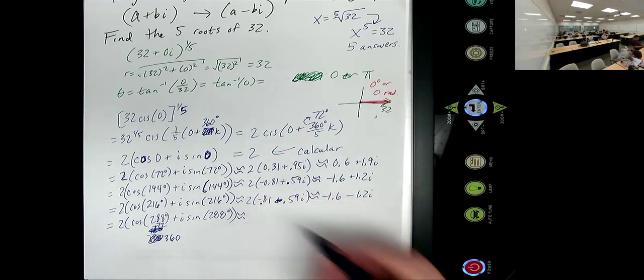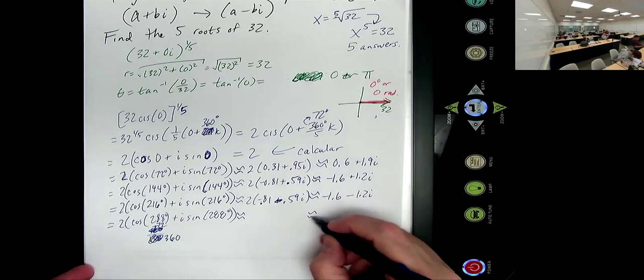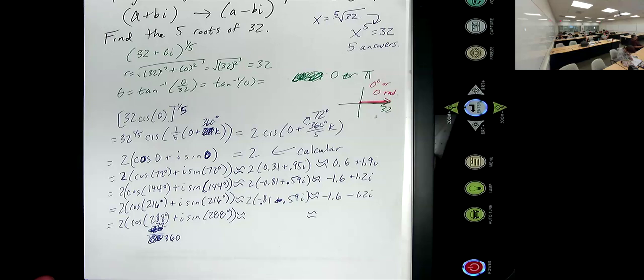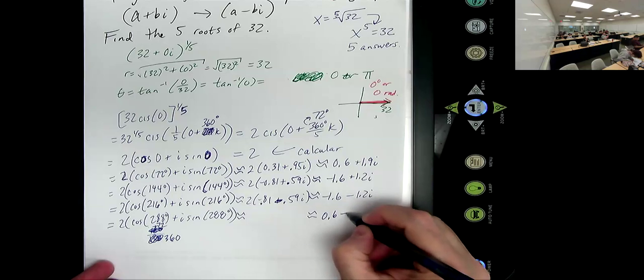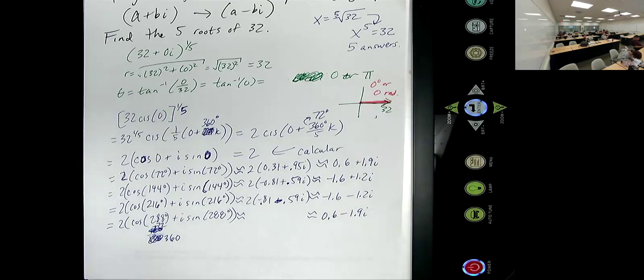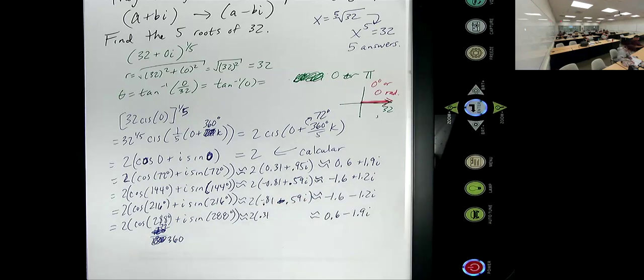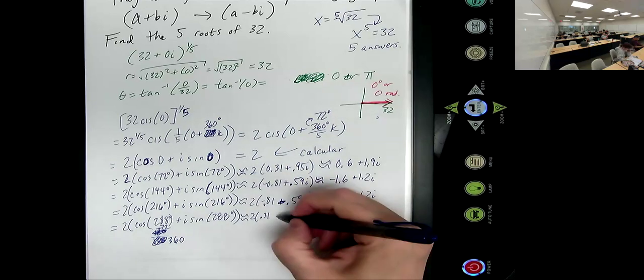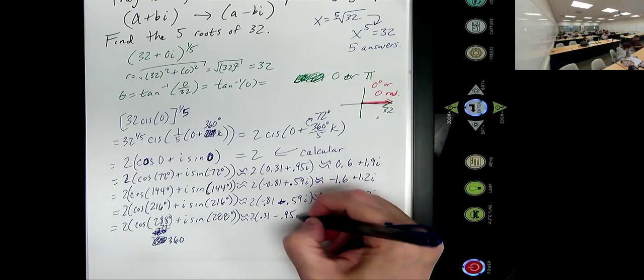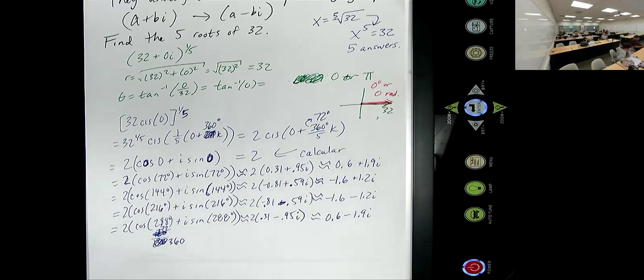Guess what this last one's gonna be, based on our conjugate pairs, even before I throw this in a calculator. 0.6 minus 1.9. Confirm it. It's 2 times 2.31, and sine of 288. Minus 0.95i, yep. So we have our conjugate pairs there.